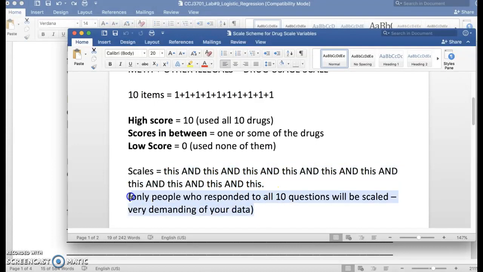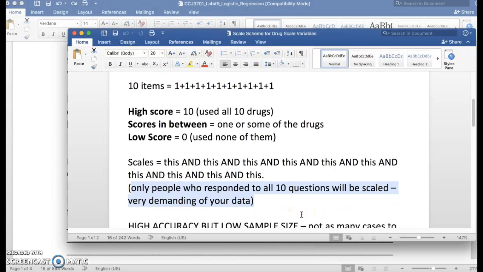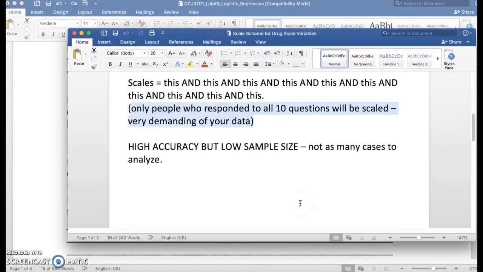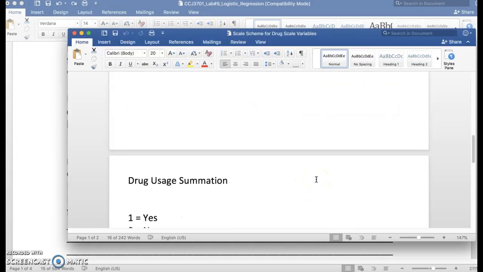Remember, with the scale, it's this and this and this and this. So only the people who responded to all 10 questions will be scaled, and so it's demanding of your data. High accuracy, but low sample size. Now remember, when we talked about logistic regression, sample size is a really big challenge, because to do all these little estimations and predict likelihoods and probabilities with these little logarithms that are being run in the formula, you have to have a lot of people in the sample. You have to have lots of cases to do this to make that little matrix work. So that may or may not be the best way to go about it.